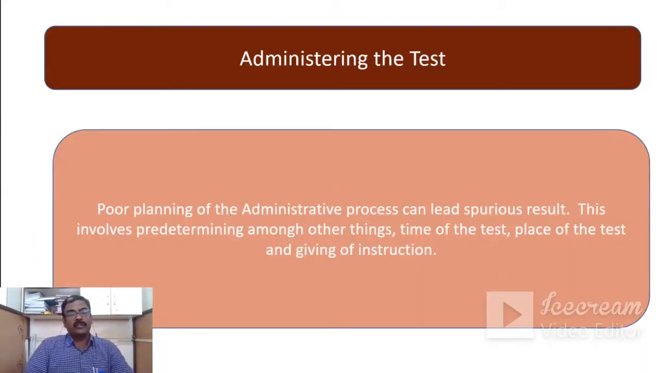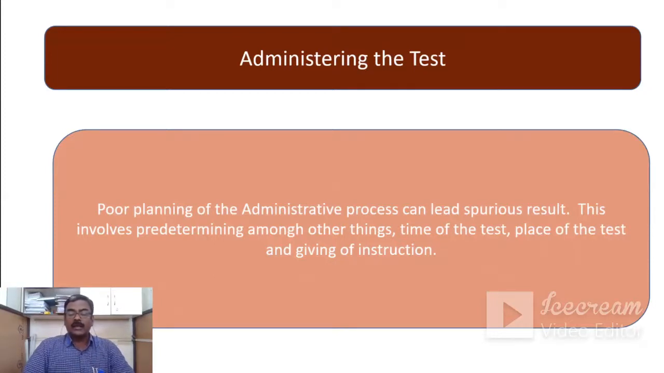Administering the test. So that is a very important concept. Poor planning of the administrative process can lead to spurious results. This involves predetermining, among other things, the time of the test, the place of the test, and the giving of instructions. So we must inform the students what the duration of the test is, whether 1 hour or 1.5 hours or 2 hours. Just like that, we must initially inform the students.